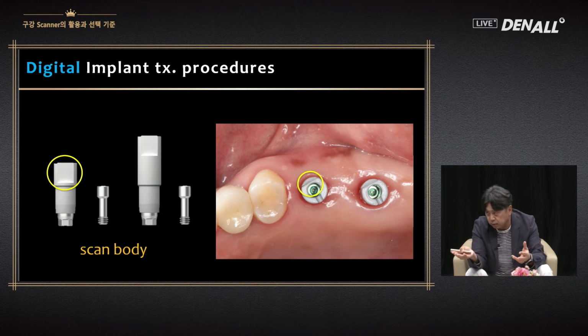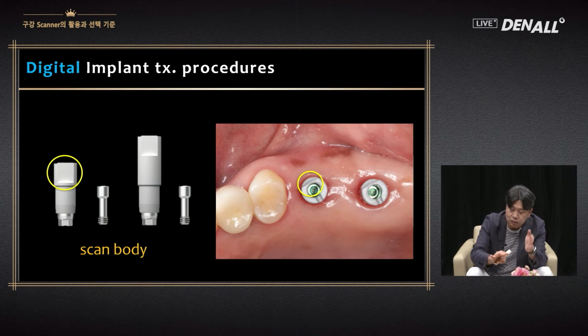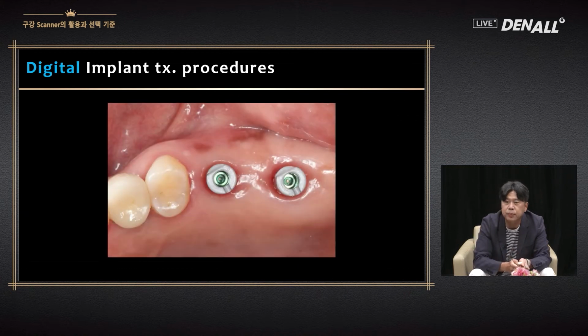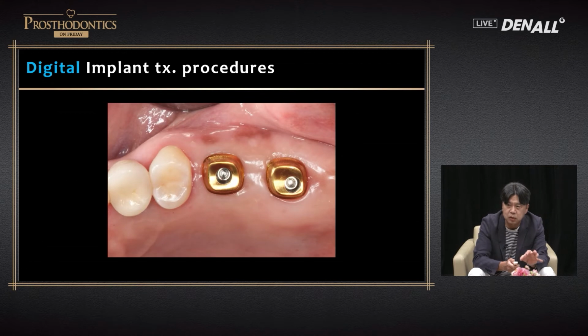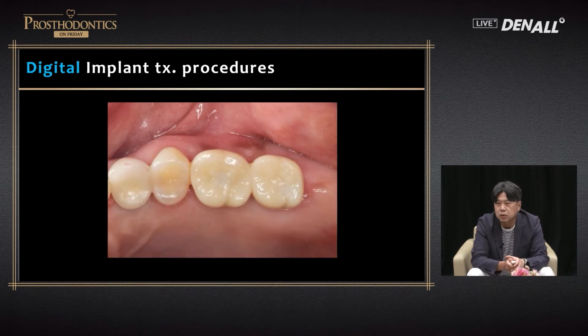So impression taking is very easy. Gingiva and adjacent teeth should be included, including the deep cut. So the impression is taken and the custom abutment is fabricated. It can be for provisional or final restorations.